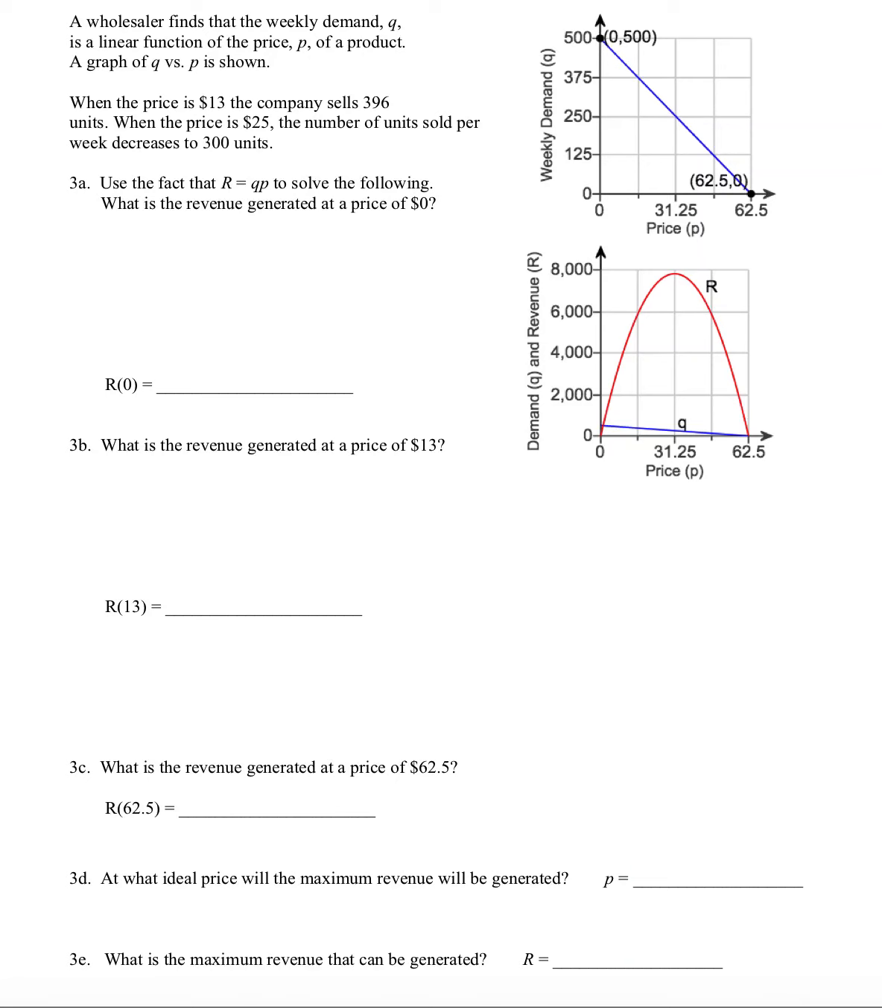This is an optimization problem involving price and demand. A wholesaler finds that the weekly demand Q is a linear function of price P, and a graph of Q versus P is shown. When the price is $13, the company sells 396 units. If the price increases to $25, then they sell 300 units. What would be the revenue generated at a price of 0?